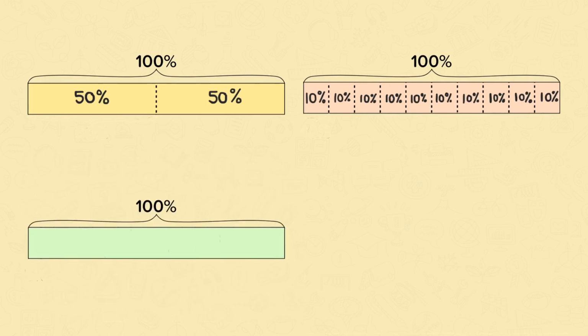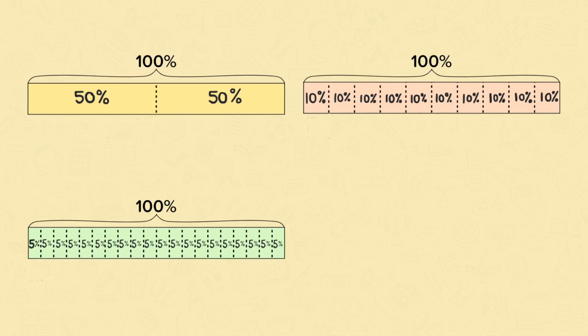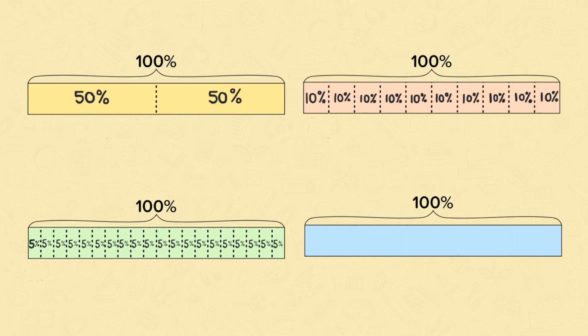If we split 100% into 20 equal parts, each part will be 5%. And if we split 100% into 5 equal parts, each part will be 20%. Knowing these facts will help you when you need to find percentages of amounts.